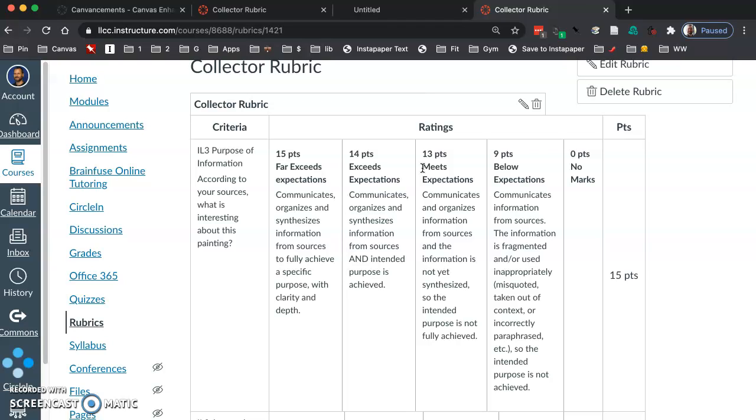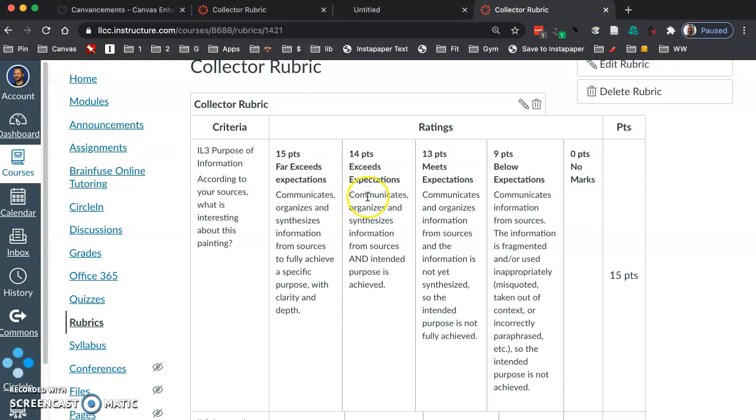Most people who put in a decent effort will get to meets expectations, no problem. And exceeds expectations is hard work. Okay, so that's kind of how I think of these rows and columns. And this far exceeds, I don't even really expect people to get there. If they do, that's great. But this far exceeds expectations is really kind of a college senior level place to be.